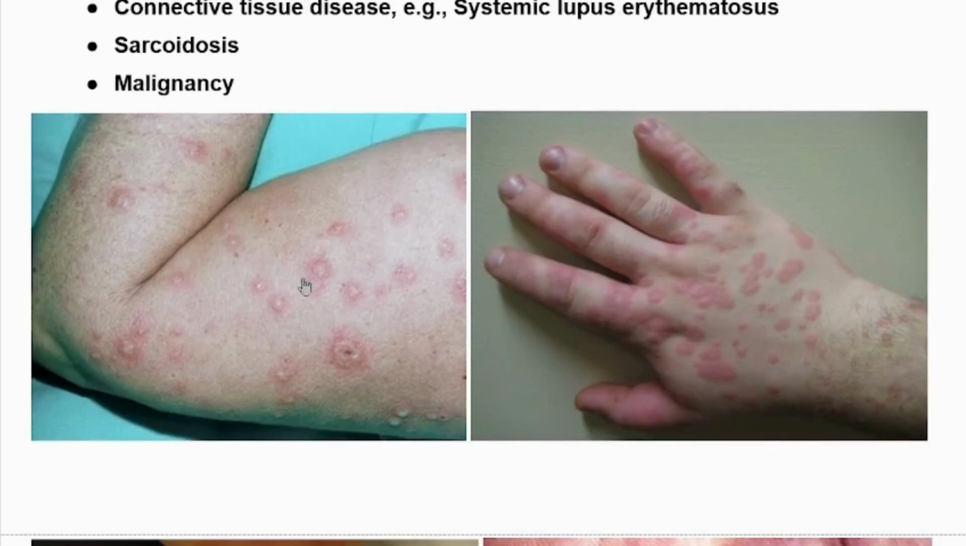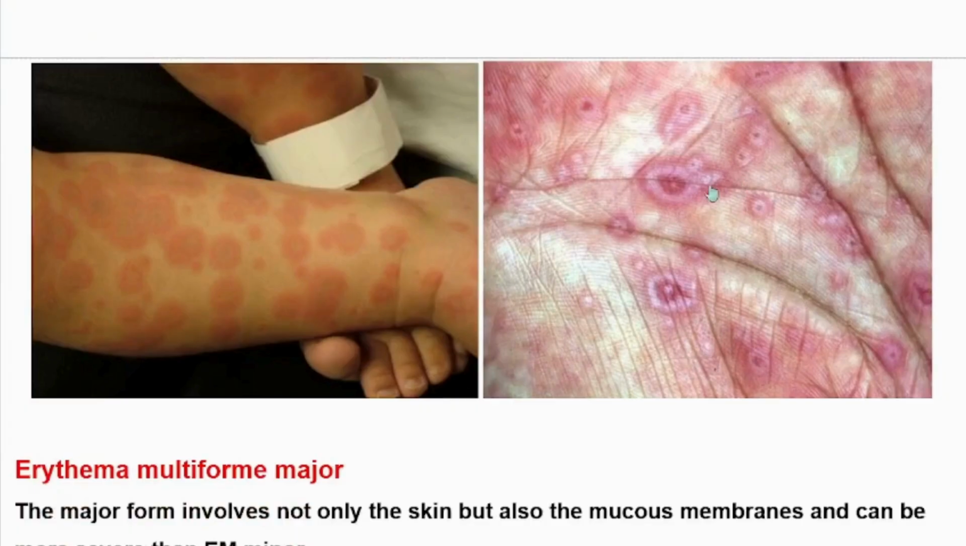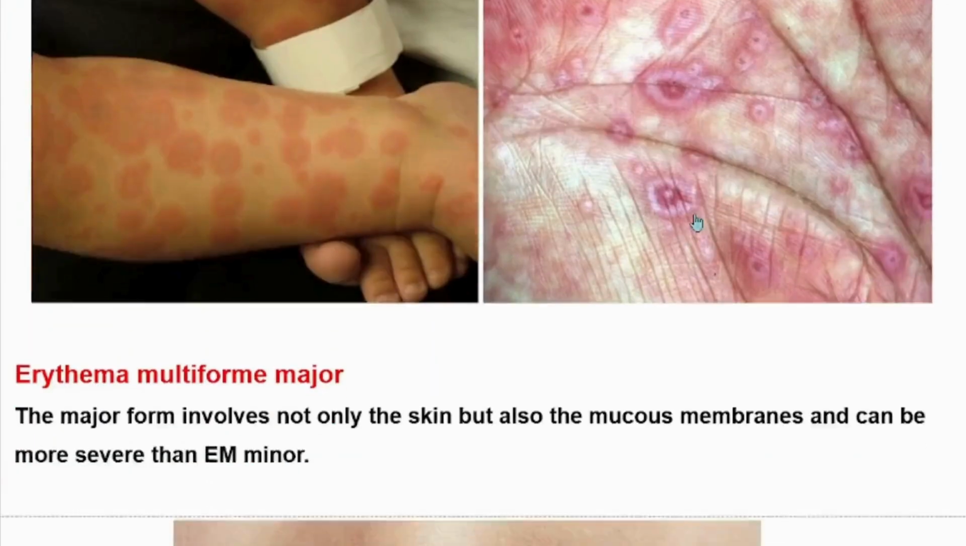Here we can see the lesions of erythema multiforme in the upper limbs of this patient. Their lesion pattern is target-like lesions. Here we can see the urticarial lesions of erythema multiforme. Here we can see erythema multiforme in the legs of this child. Here we can also see, in the palm of a patient, the target-like lesions of erythema multiforme.